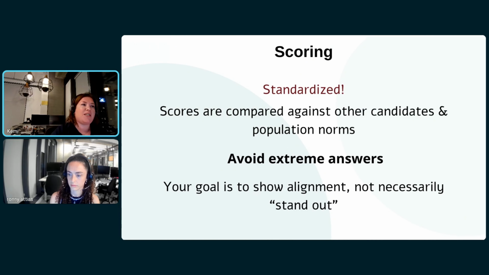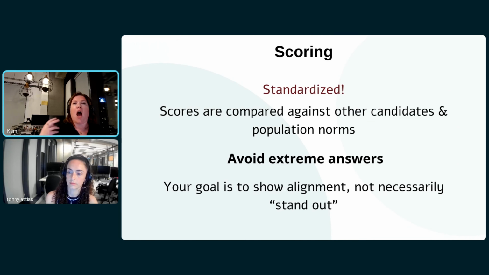I know that this may feel somewhat counterintuitive. I want to be the best. I want to be the most competitive. I want to be the most achievement striving. I want to have the most drive. It's true, you do, but this is not the place to do that. The personality assessment isn't looking for you to be the best. It's not looking for you to stand out.